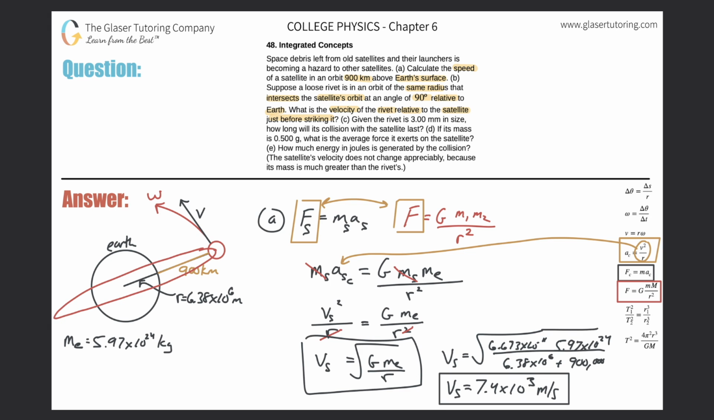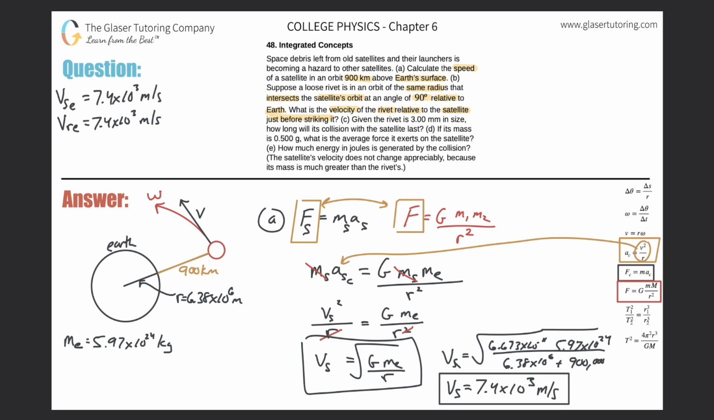Now, since we're talking about relative velocities here, I have to be very specific and careful with what I'm talking about. So let's write down a couple of things. What did we find over here in terms of relative velocity? We found the velocity of the satellite relative to the Earth, and that was equal to 7.4 times 10 to the 3 meters per second. Now, we just discussed that the velocity of the rivet relative to the Earth should be the same exact value, 7.4 times 10 to the third meters per second. Okay, that should make sense. But now, what's the question asking me?